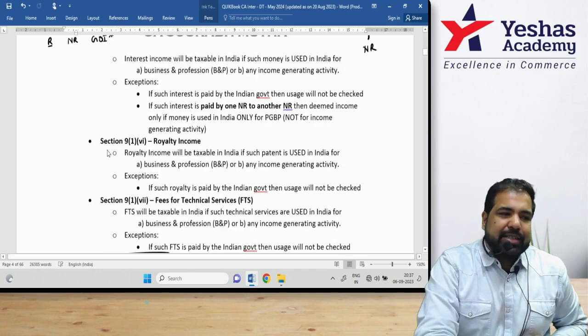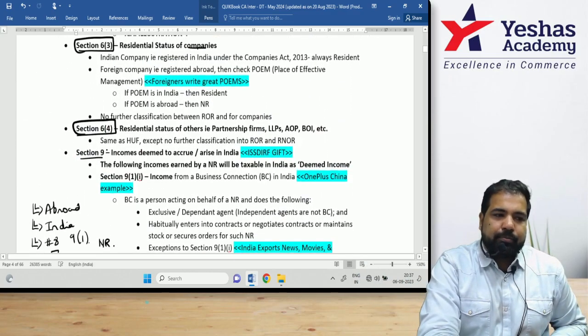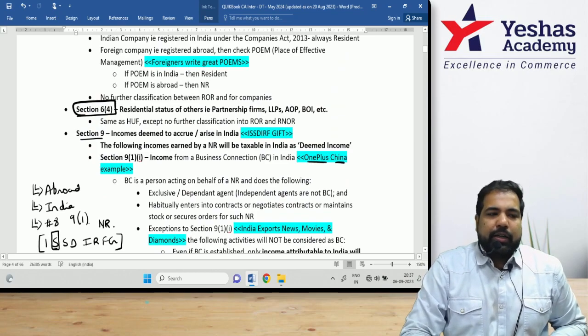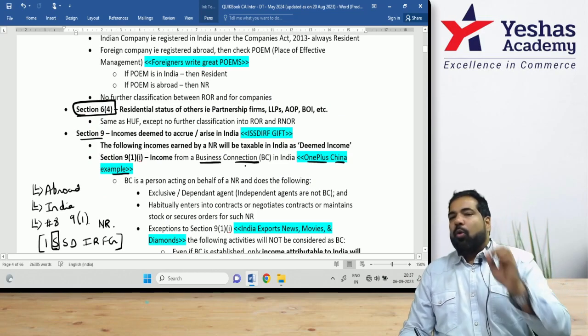And last, guys, is 9.1.1. Is there an income? Remember OnePlus China? Did they have a business connection in India? What is a business connection?